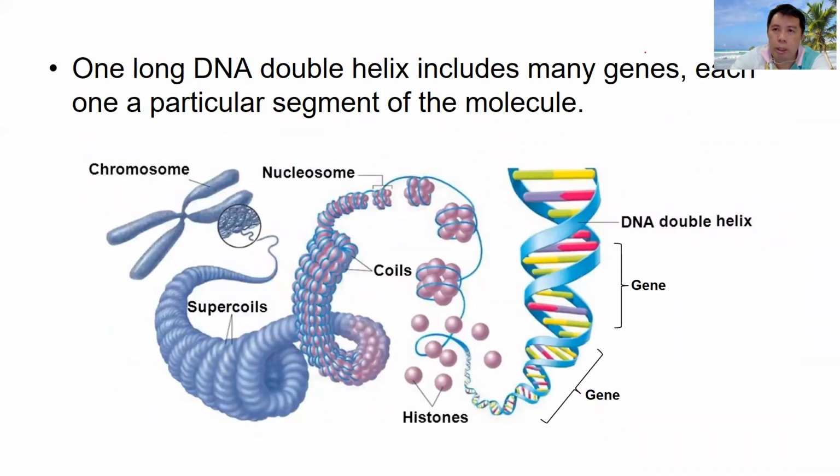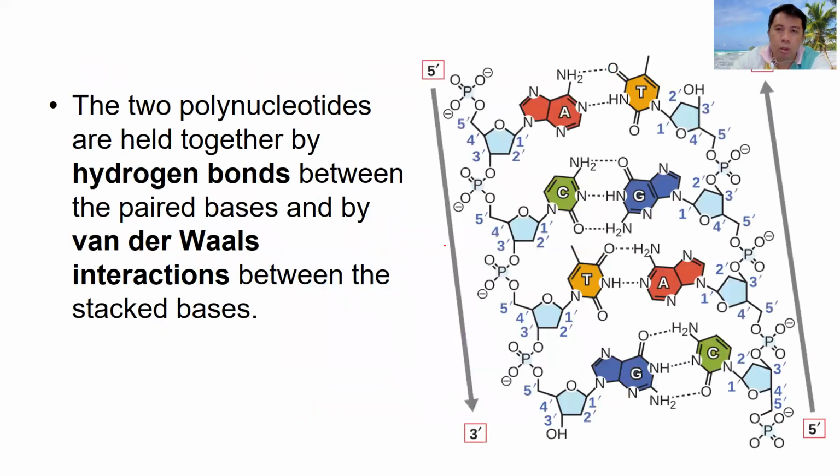One long double helix DNA includes many genes. One DNA may contain many genes. The two polynucleotides are held together by the hydrogen bonds. Inside, you can see the nitrogenous bases, and they are held together by hydrogen bonds. Don't forget, here are two hydrogen bonds, here are three hydrogen bonds, and also van der Waals interactions.